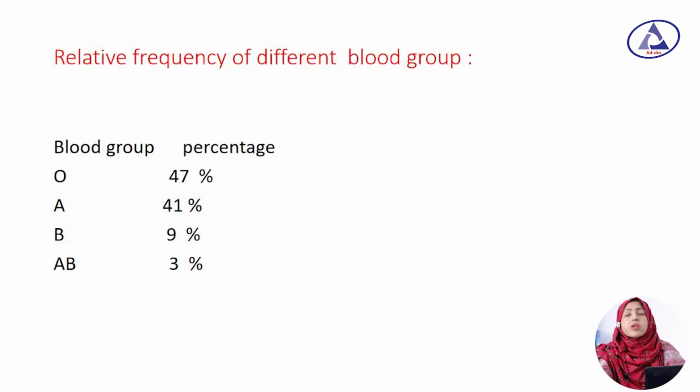What is the frequency of different blood groups? The percentage of the blood groups is: blood group O is 47%, blood group A is 41%, blood group B is 9%, and blood group AB is only 3%.